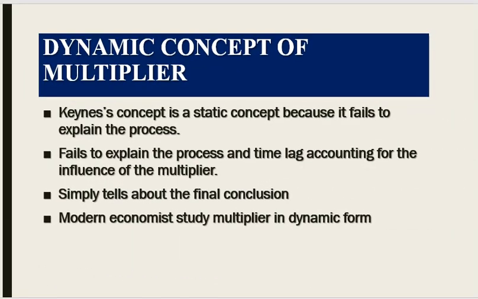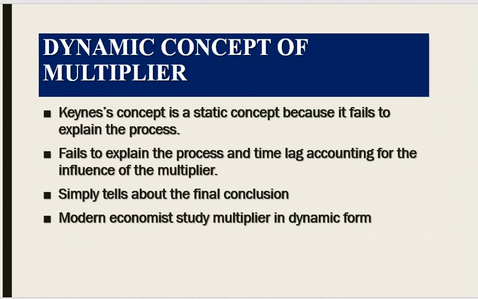First of all, we will understand what the dynamic concept of multiplier is. Earlier, we studied the comparative static model, which is given by Keynes. Keynes' concept is a static concept because it fails to explain the process. It does not explain the time lag, that is, when we make the investment and after how much time the income increases. There is a gap between making the investment and the generation of income. So it fails to explain the process in time lag accounting for the influence of the multiplier. It simply tells us the final conclusion.